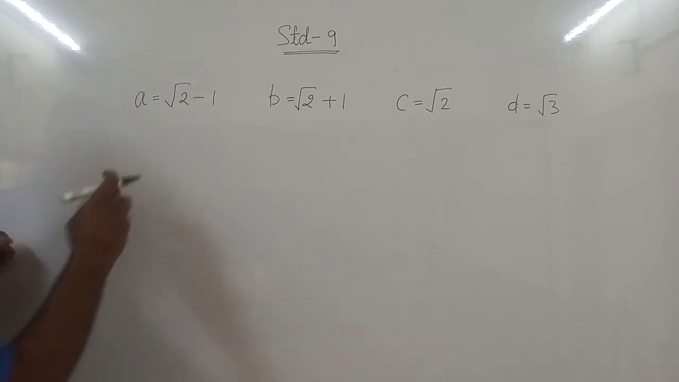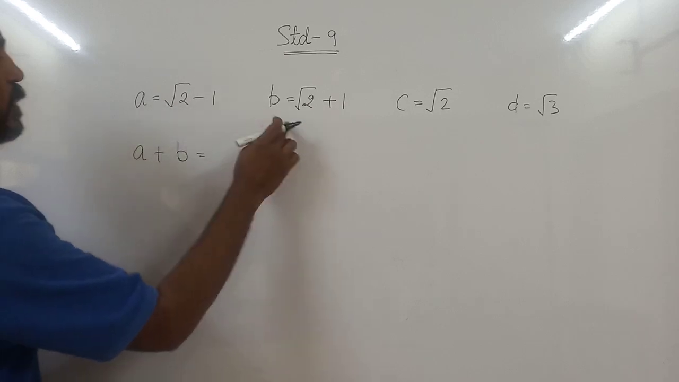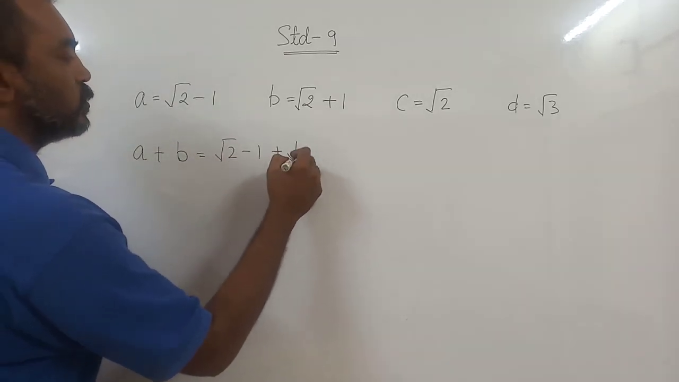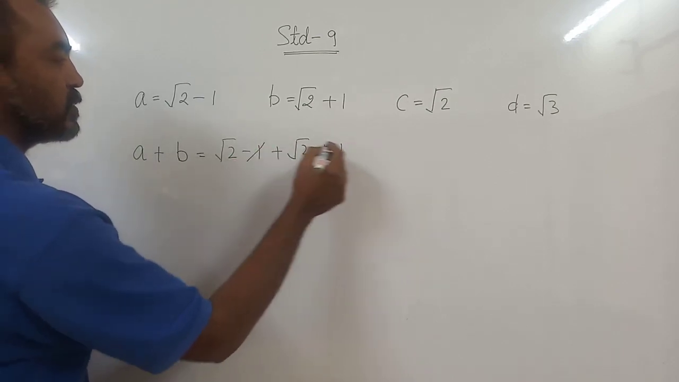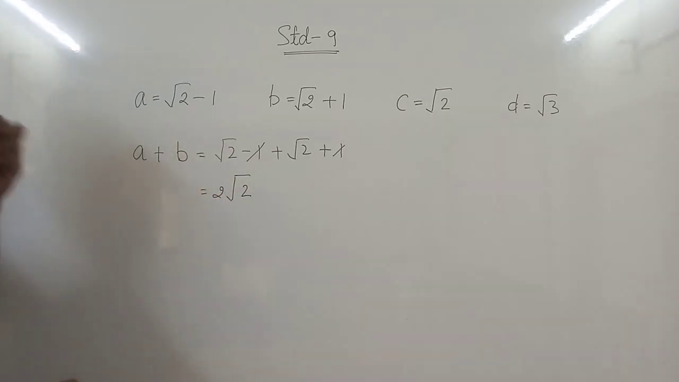Now let me add A plus B. So I get root 2 minus 1 plus root 2 plus 1. Minus 1 and plus 1 get cut. So I get 2 root 2. So when I am adding these 2 irrational numbers, the answer is still irrational.